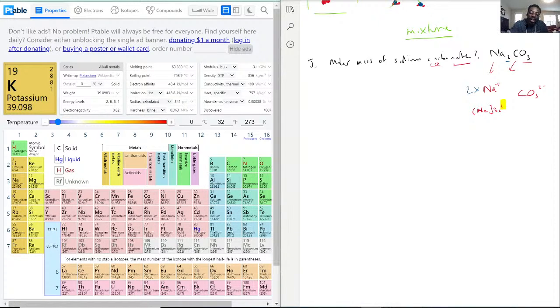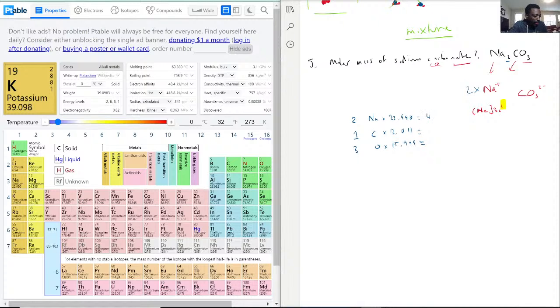So with that being said, to find the molar mass, we just list down the constituents: 2 sodium, 1 carbon, 3 oxygen, and then we just work through it. Carbon is 12.011, and oxygen is 15.999.